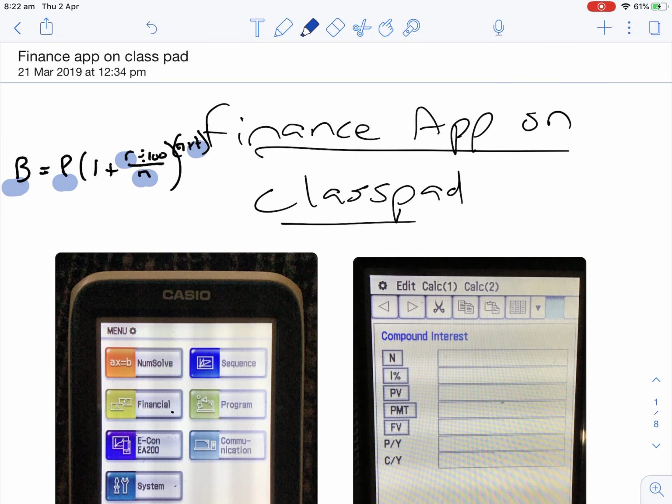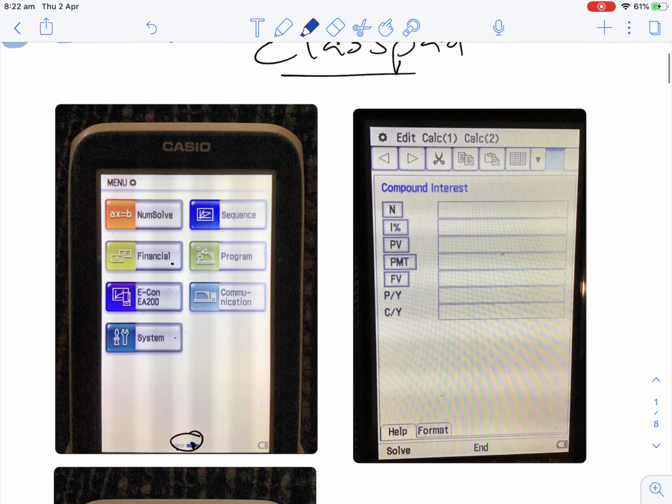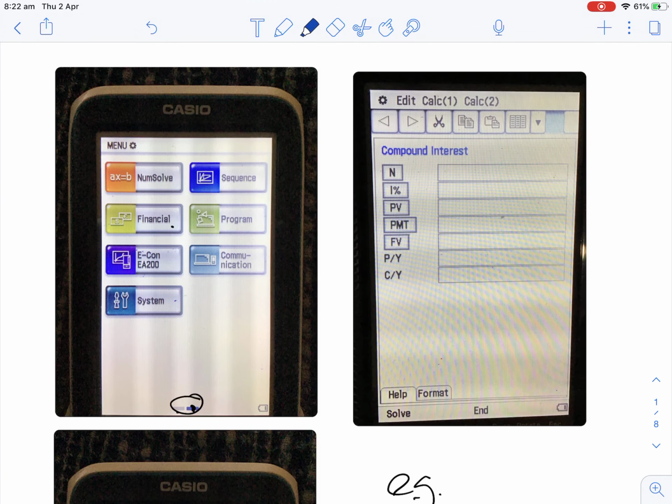So the only way you can calculate those things is to either do it on a spreadsheet, which is fairly simple if your compounding period matches up with your payment period. But if it doesn't, then this finance app allows you to deal with those things nice and easily. So let's have a look at this.